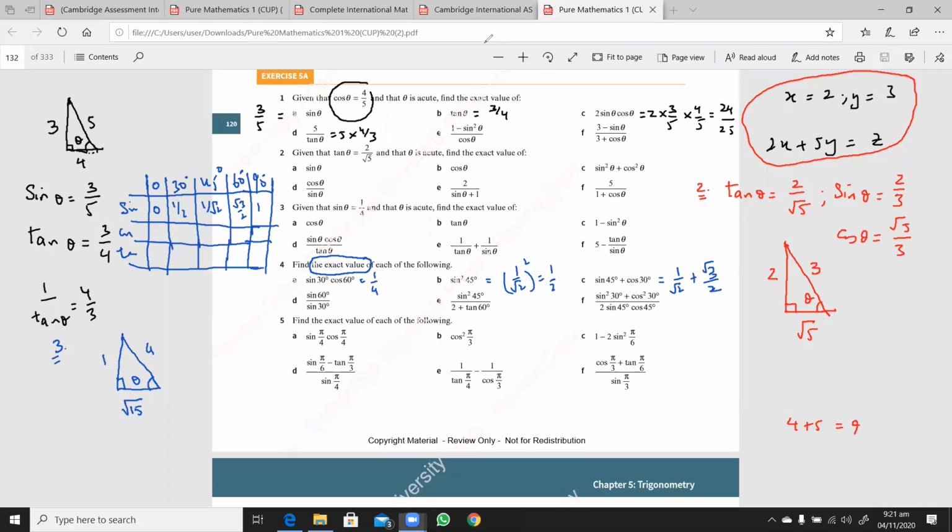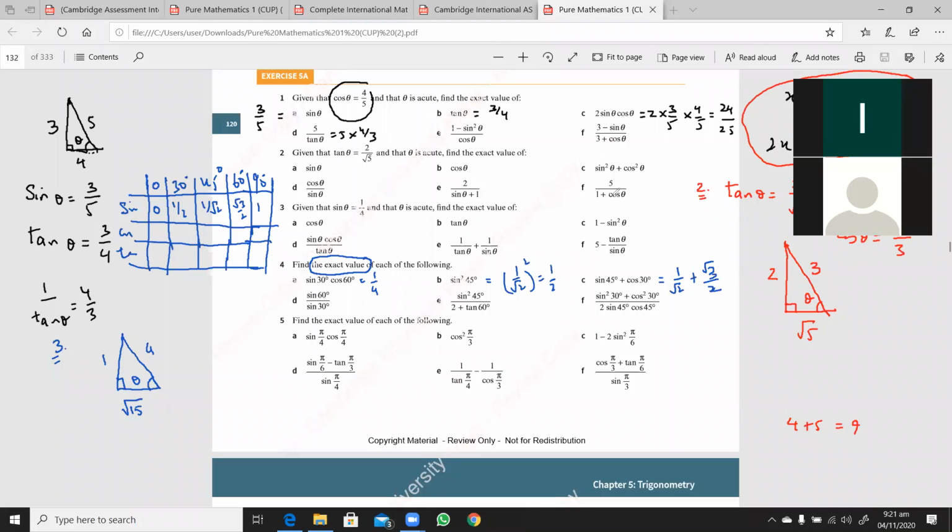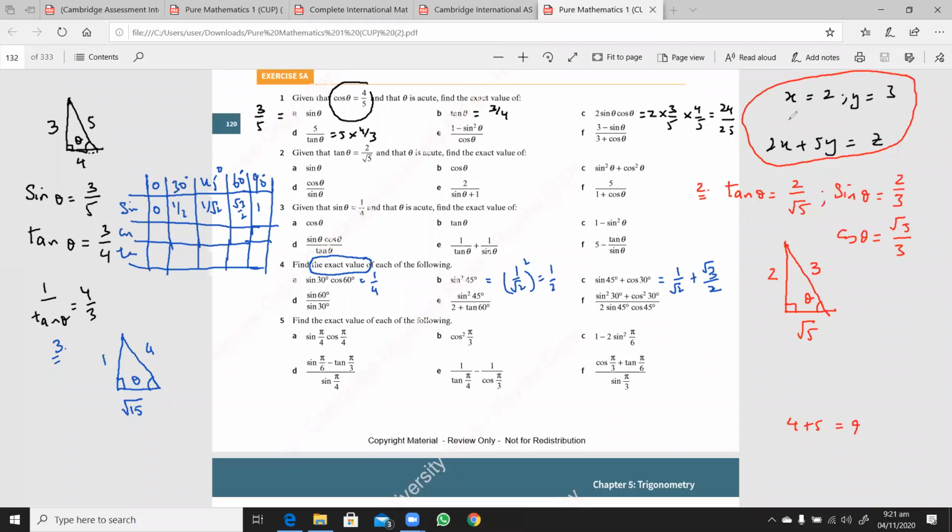And next, in this fifth question, it is going to reinforce your knowledge about the angles in radians. Sine pi by 4 is the same as sine 45. This is cos 45. So we know that this is 1 over under root 2 times 1 over under root 2. So that will be 1 over 2.